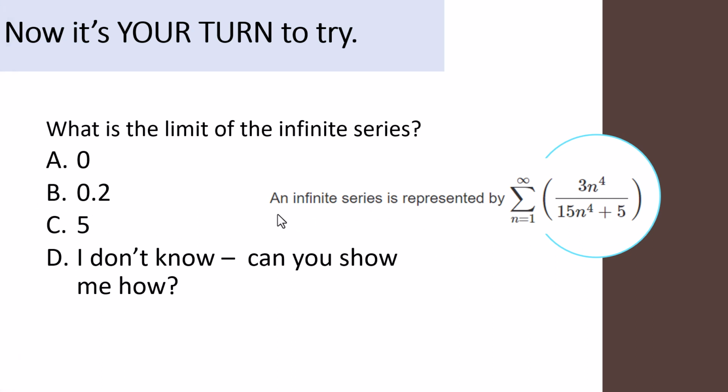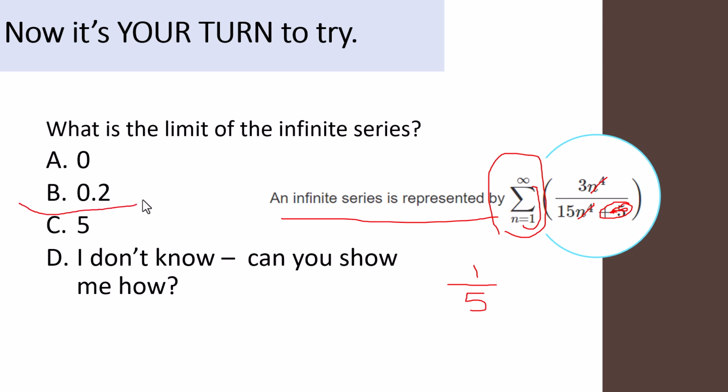All right, so we have an infinite series represented by this notation. As n starts at 1 and approaches infinity, what's going to happen here? Again, we can toss this part out because it's very insignificant, and then simplify. So this cancels. We have 3 over 15, which reduces to 1/5. If you write 1/5 as a decimal, you get 0.2.